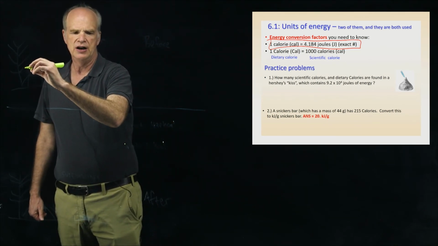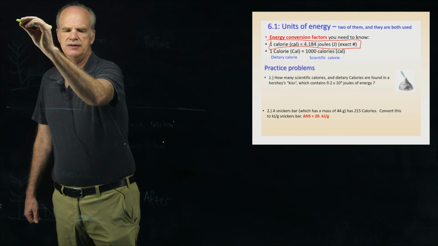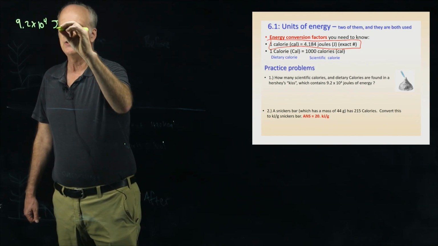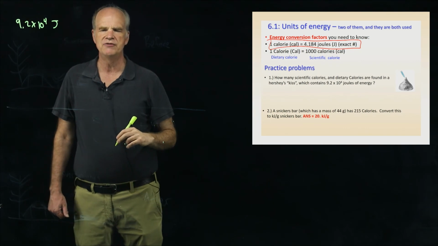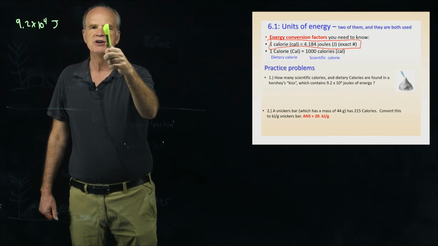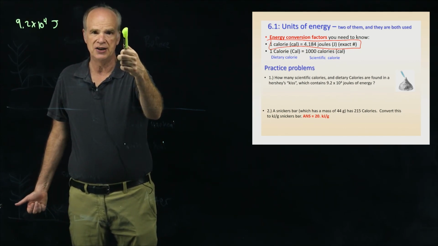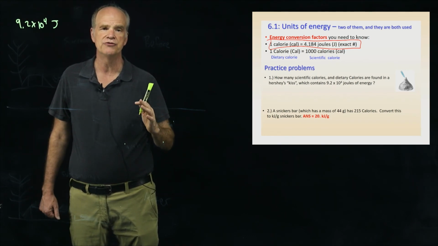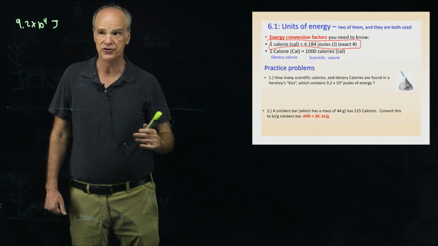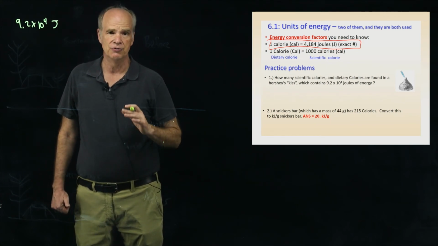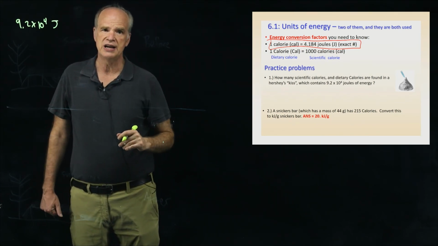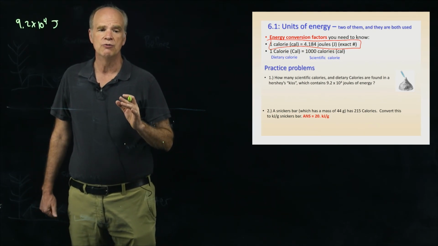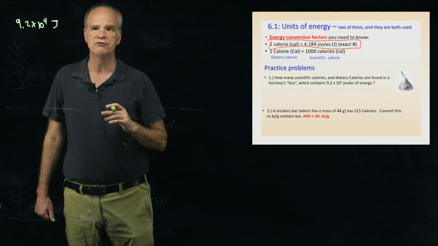Okay, so we have 9.2 times 10 to the 4 joules of energy in a Hershey's Kiss. What we're going to have to do is first figure out how many regular calories this amounts to, and those regular calories would be scientific calories. Once we figure that out, we'll figure out how many dietary calories are in this value. Converting this to regular calories is pretty simple. Again, I think on the test you will be told that 1 calorie is equal to 4.184 joules.